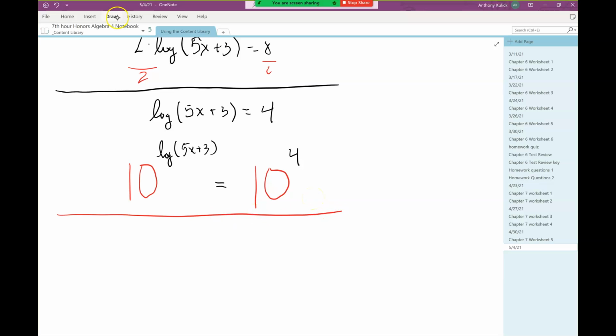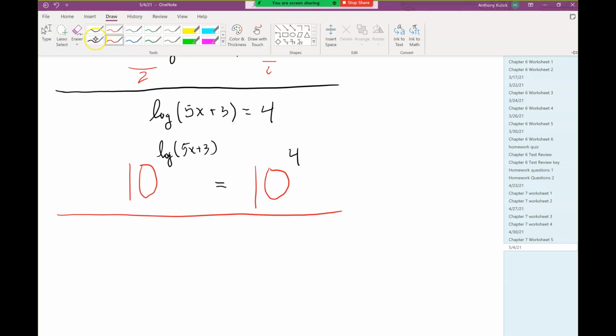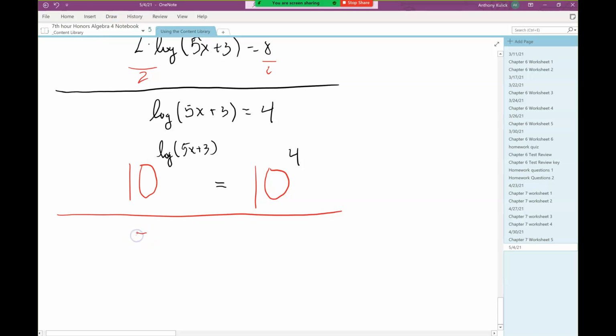So that's going to cancel out, and I'm going to be left with a square. And then I could type in 10 to the 4th. That's a 10 with 4 zeros after it. And then I can just subtract 3 and divide by 5. Right?